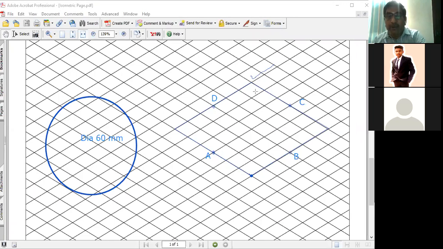Correct, sir. Okay. Now what you do: from this corner, you connect A, draw a line. And from this corner, draw a line to join B. Okay. And then you choose this corner now. You can choose this corner.